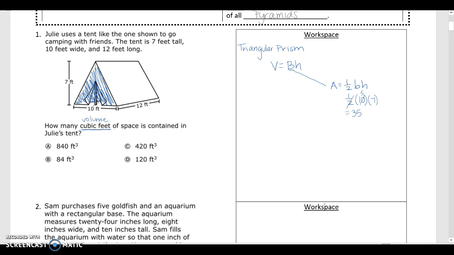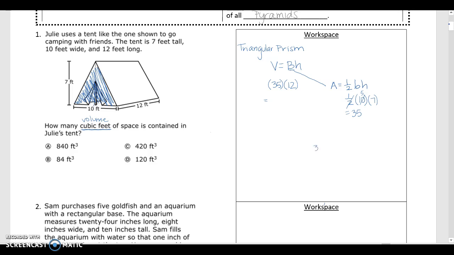Now I'm going to plug that in for big B. So I have big B is 35. And I need the height of the prism. I've already used the 10 and the 7, so I can't use them again. So that leaves 12. We know this triangular prism is laying on its side. So if we put it up on the triangle, on the base, the height would be 12 feet. So 35 times 12 is going to be my volume.